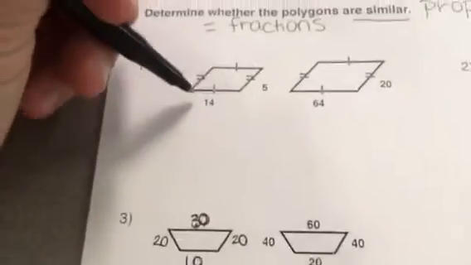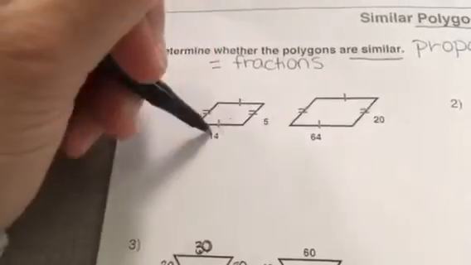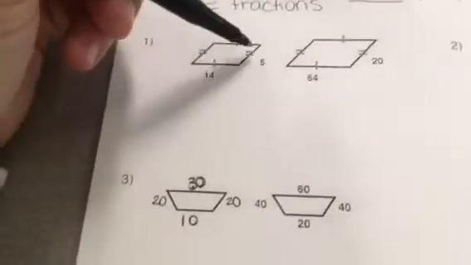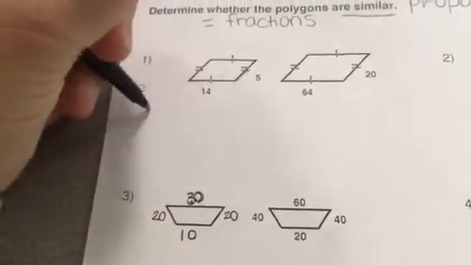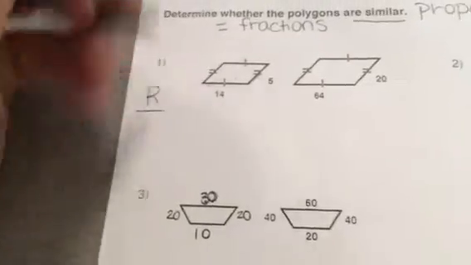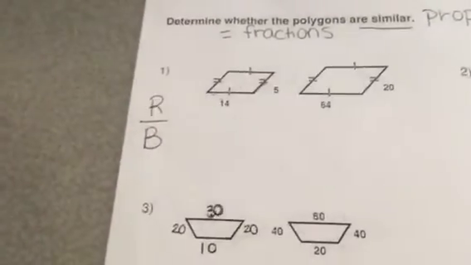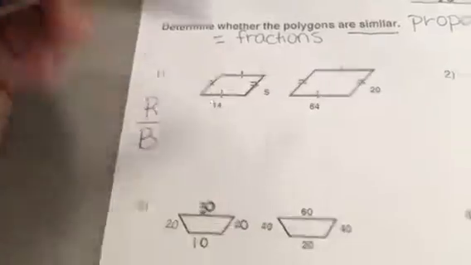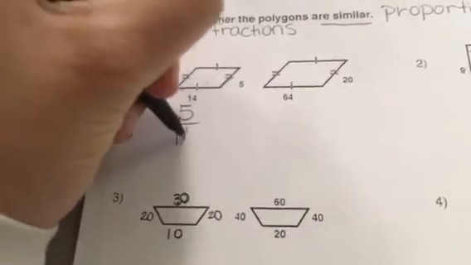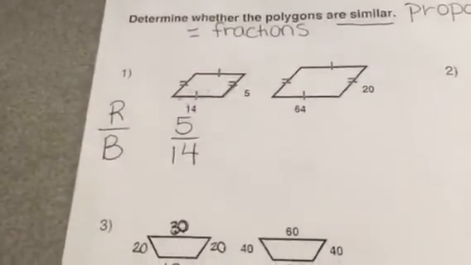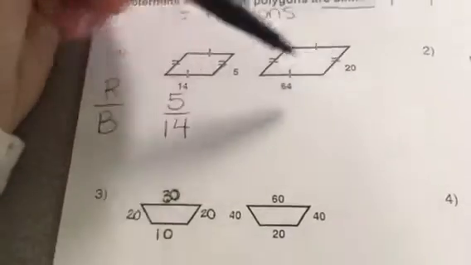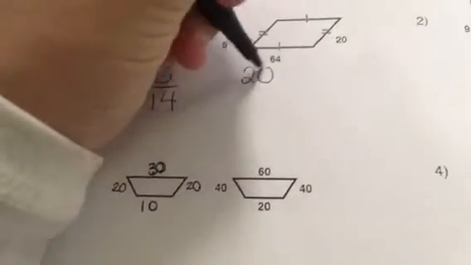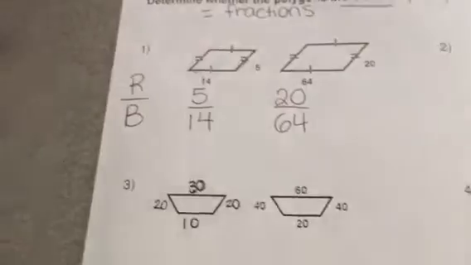So the first thing that I'm going to do is turn these numbers into a fraction. I'm going to put the right side on the top and the bottom on the bottom of the fraction. So the right side over the bottom: 5 over 14 for the first one. And same thing with this one, the right side over the bottom, 20 over 64.